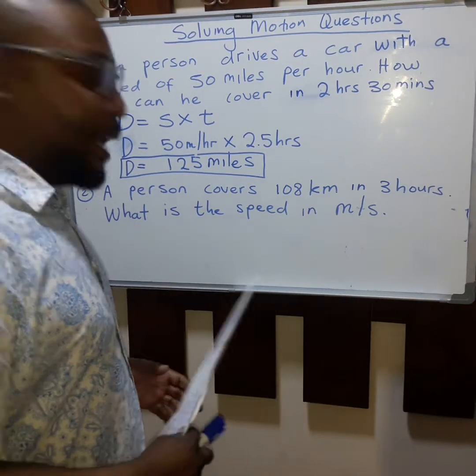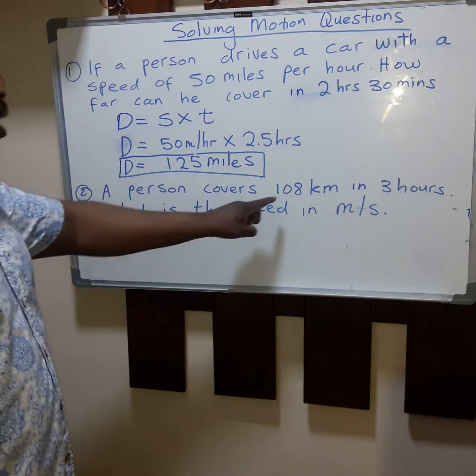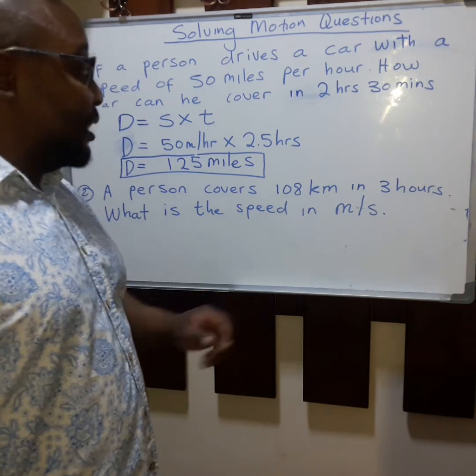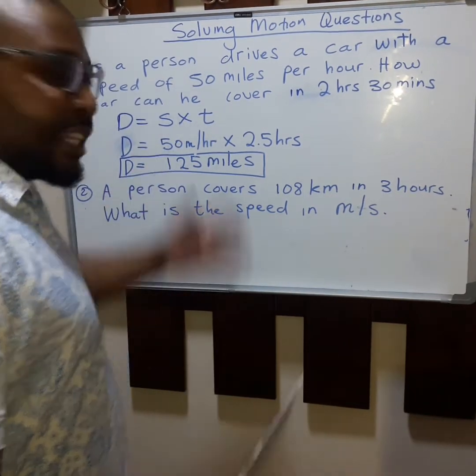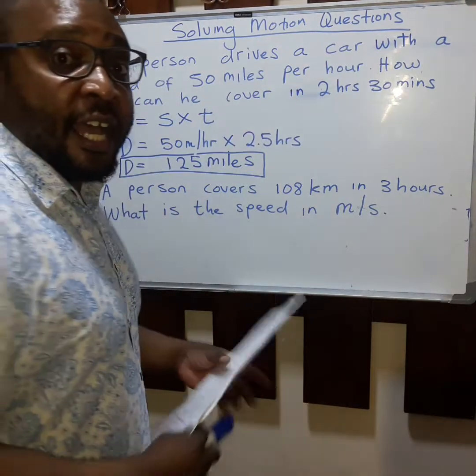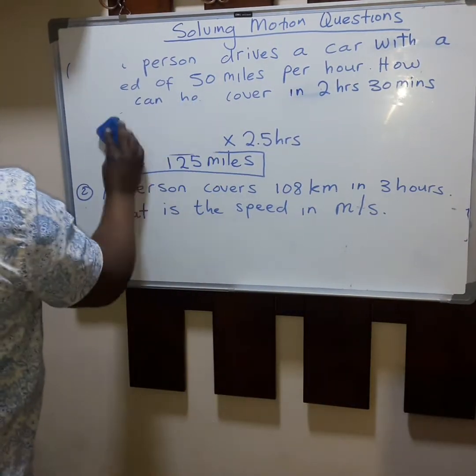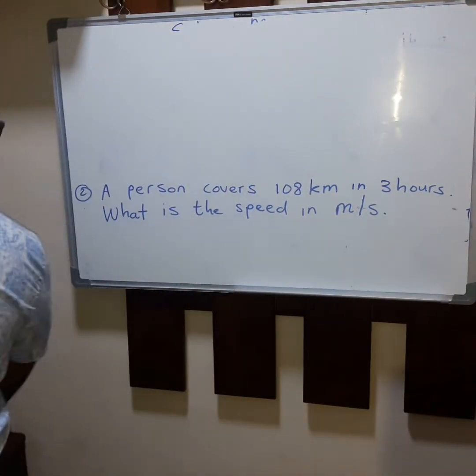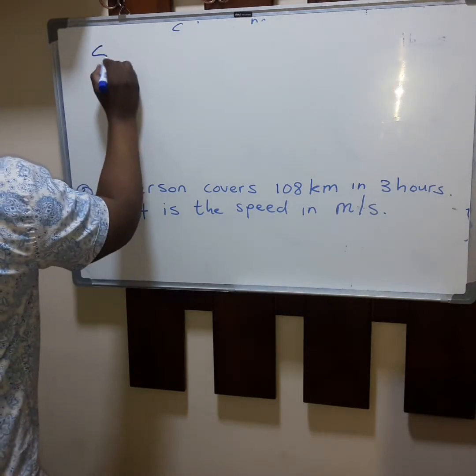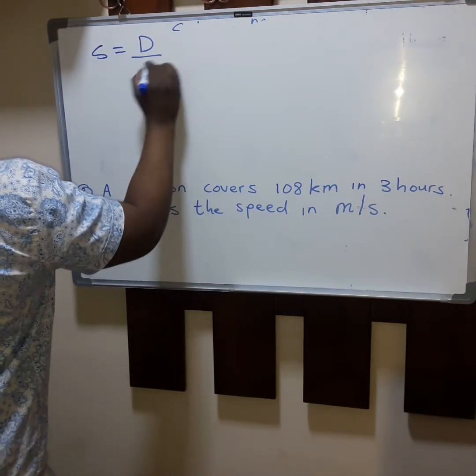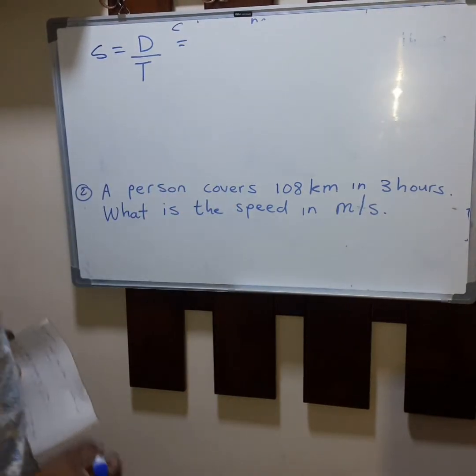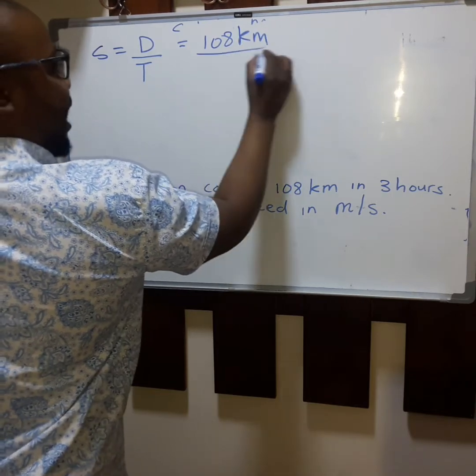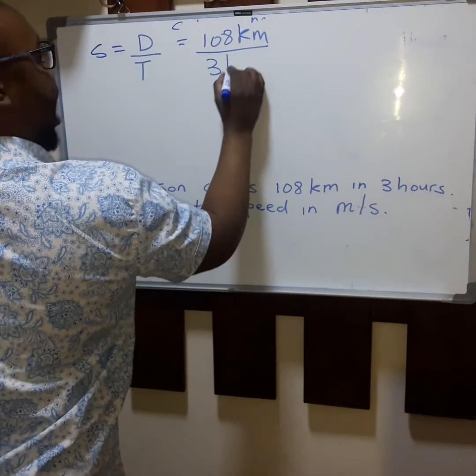Now, the next example is a person covers 108 kilometers in 3 hours. What is the speed in meters per second? So let us calculate that. Allow me to grab the first example. I'll grab the top part so that I create space for calculation. So we are looking for speed, and speed is given by distance over time. And my distance in this case is 108 kilometers. And my time is 3 hours.